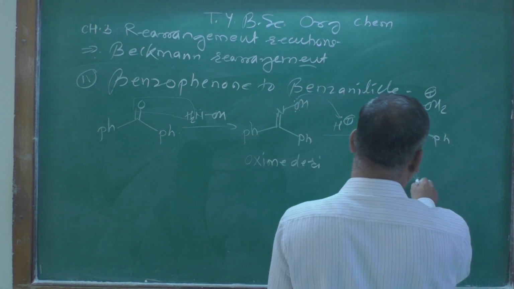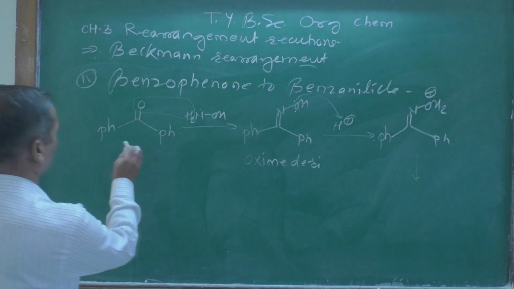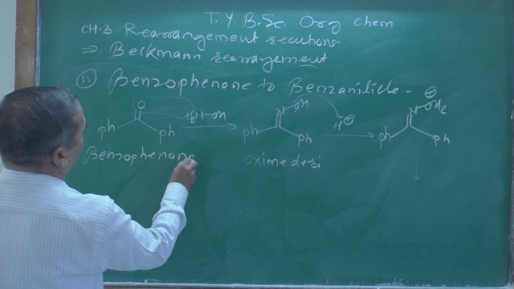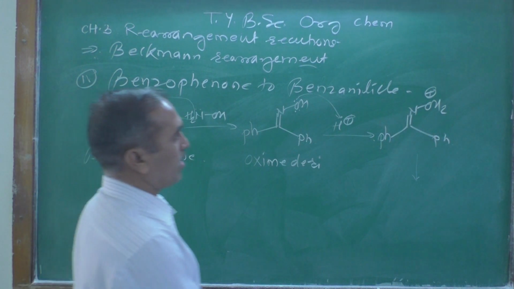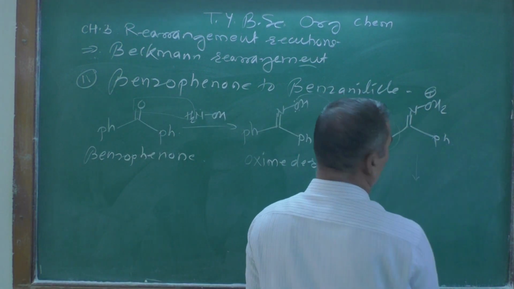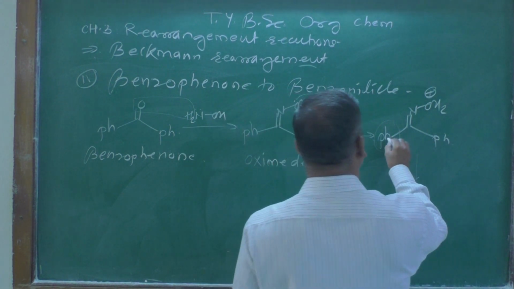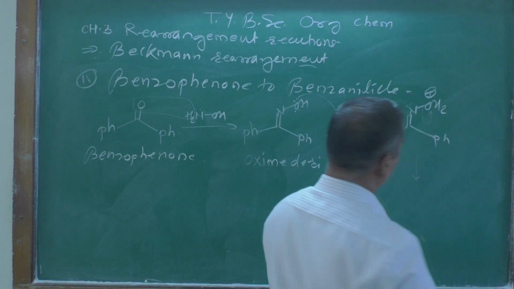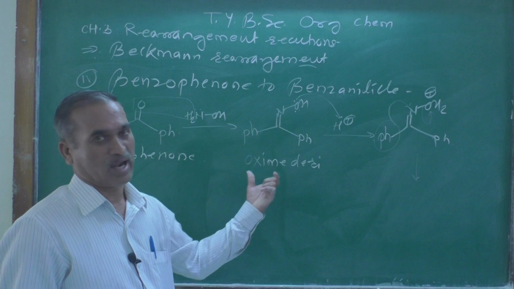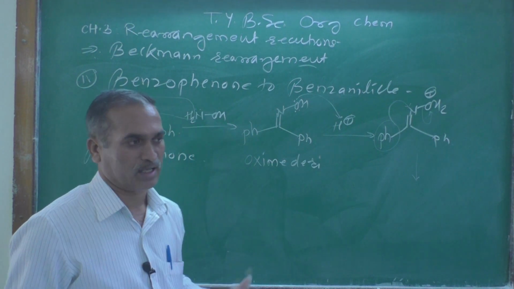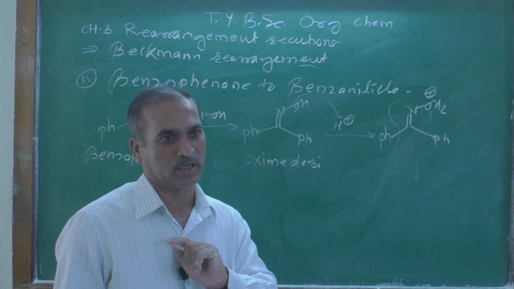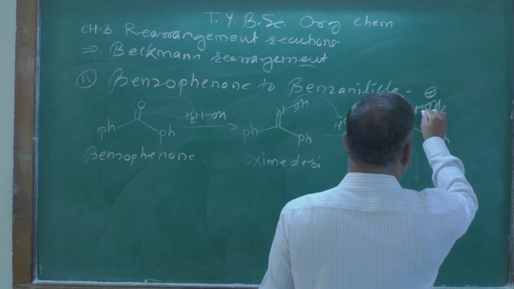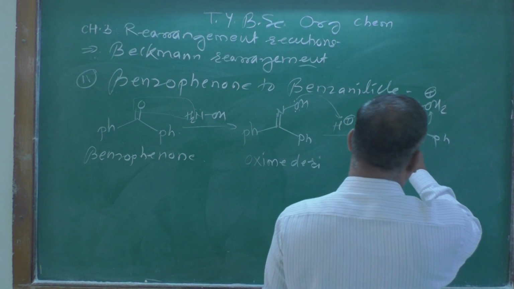And now as usual, this is a symmetrical ketone. This is known as benzophenone. The name of this compound is benzophenone. Since it is symmetrical, only one product is possible. Now this pH is going to attack on that nitrogen atom, with departure of that OH, because OH is a bad leaving group. When it is treated with a catalytic amount of acid, it gets protonated and becomes a good leaving group, and therefore the water molecule easily departs.